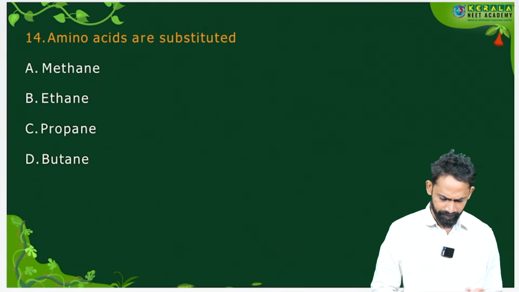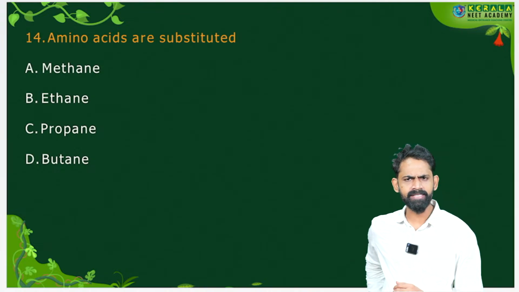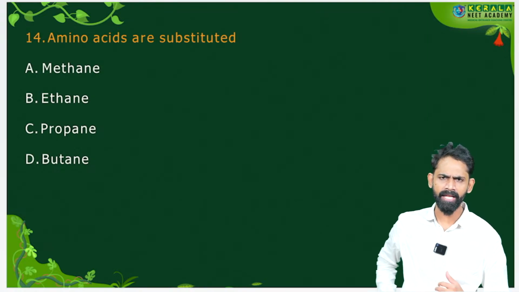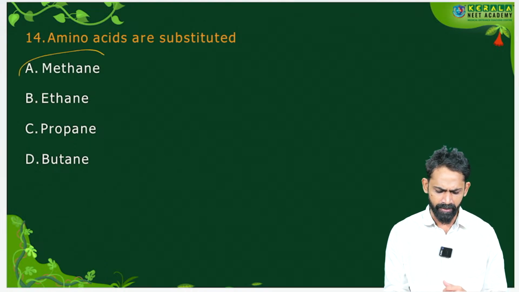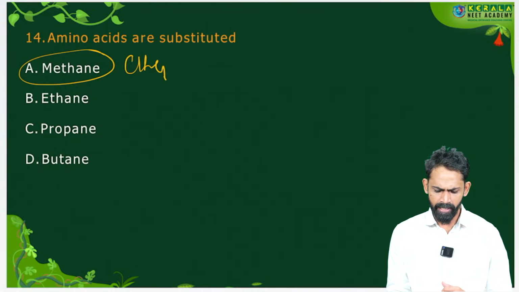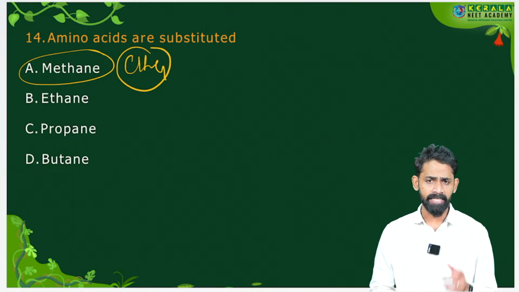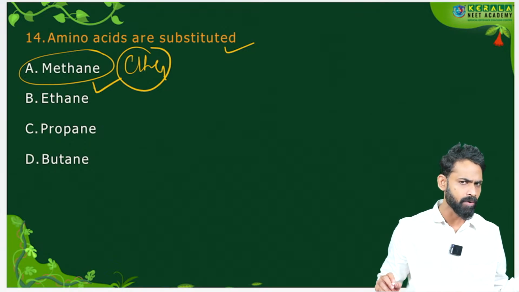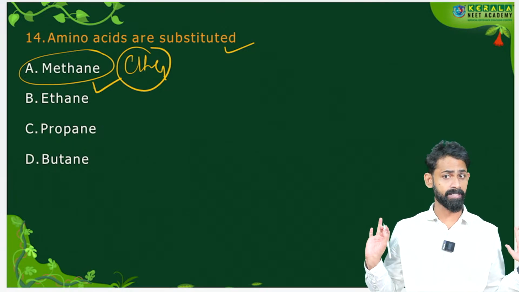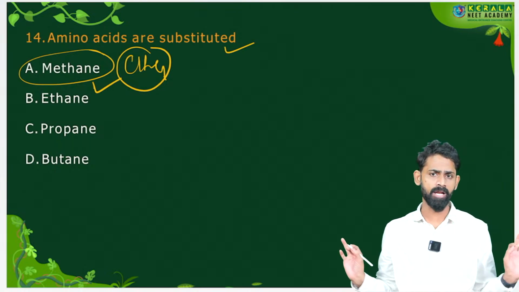Now next one. Amino acids are substituted methane. I made this intentionally to connect with evolution. If you remember CH4 in Miller's experiment, this is the first one. Amino acids are substituted methane. The general structure is required, at least for knowledge purposes. It may not be asked, but at least for knowledge.